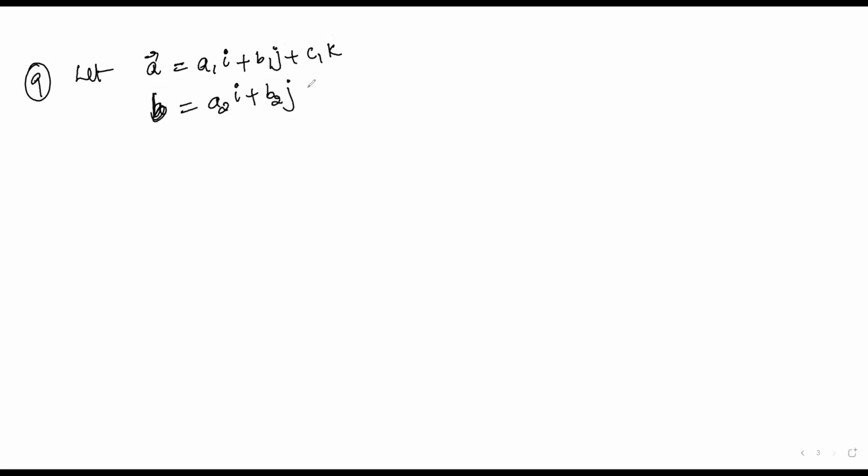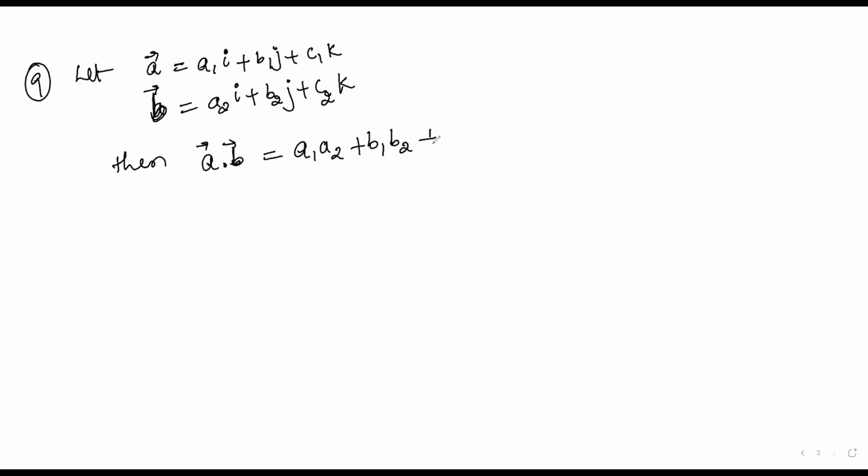Okay, 9. Let A equal A1 I plus B1 J plus C1 K, and B equal A2 I plus B2 J plus C2 K. Then A dot B becomes what? Rishita, what is this A dot B? So A1 into A2 plus B1 into B2 plus C1 into C2.